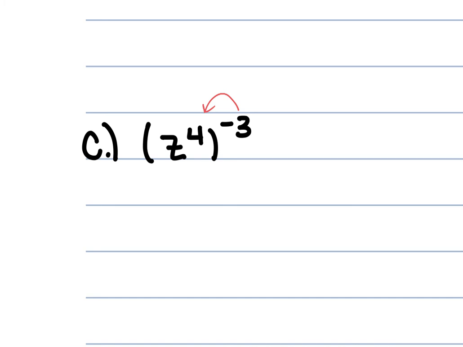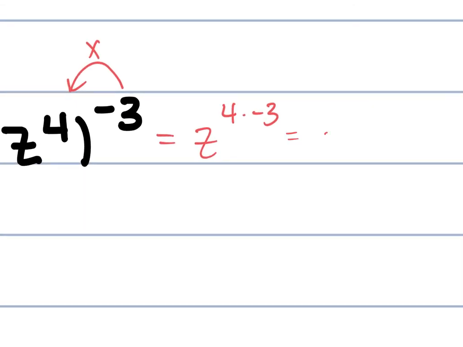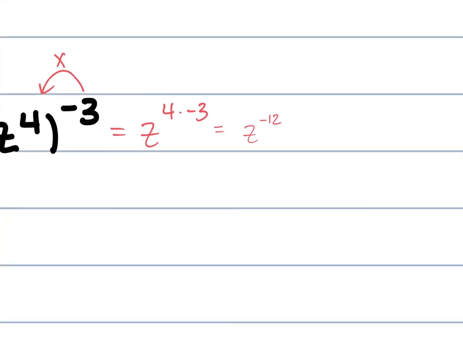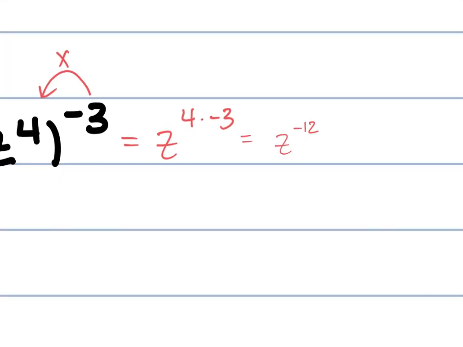We're raising z to the fourth to the negative third, so we're going to multiply these. This is going to be z to the fourth times negative 3. What's 4 times negative 3, peeps? So z to the negative 12th. And we still have to simplify that because we cannot have a negative exponent. Nick? Beautiful. 1 over z to the 12th.